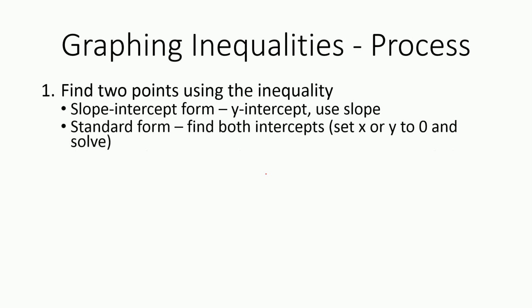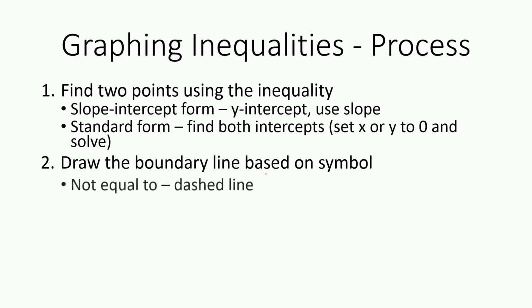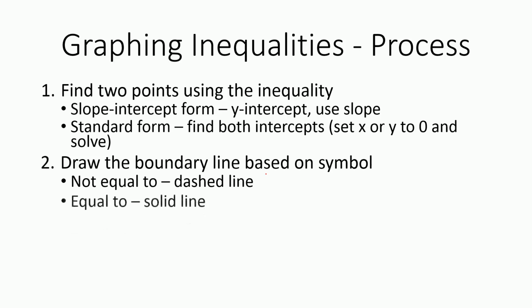For standard form, we find both the intercepts, so set x or y to 0 and then solve. And once we find each of those, then whatever 2 points we find, we're going to draw a boundary line that's based on the symbol. And this is the difference between the not equal to and equal to. So not equal to is always a dashed line, and equal to will always be a solid line.